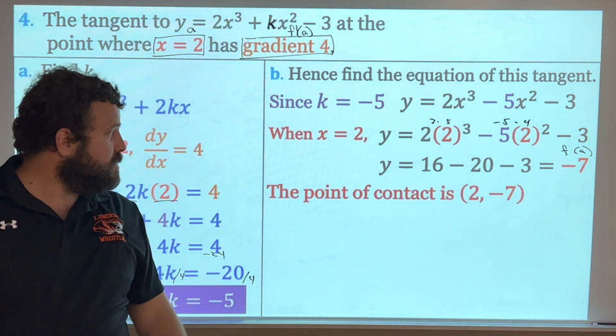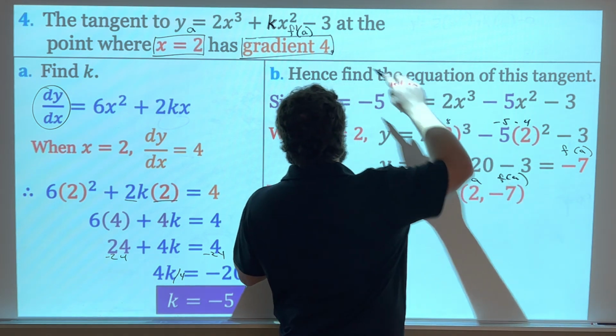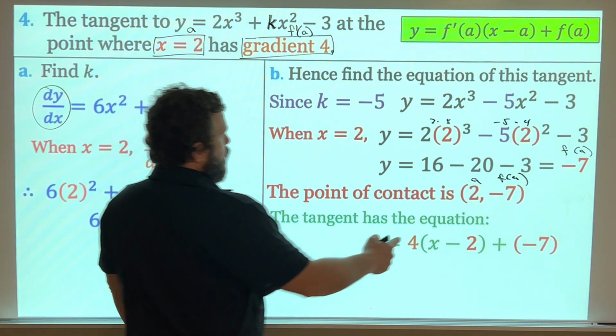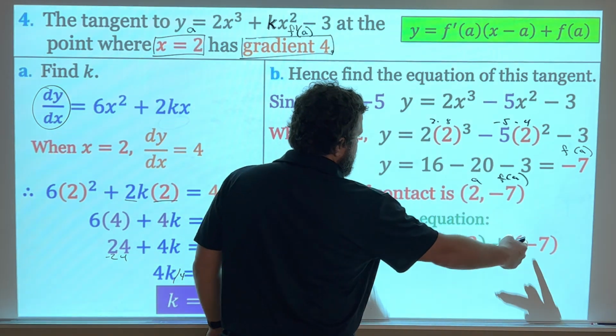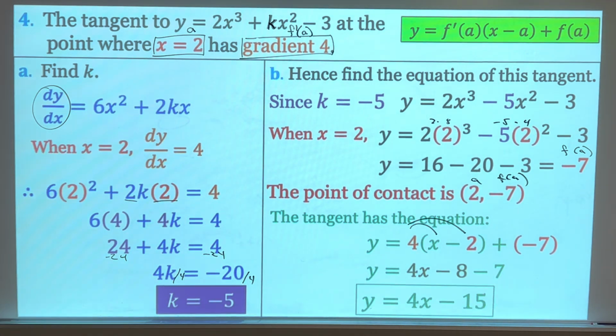And plug them into our equation. So our point right here is our a, f of a, f prime a. Plug them in and solve. So the tangent to the equation is what? 4 times x minus 2 plus negative 7. 4x minus 8 minus 7, 4x minus 15. Look at that highly difficult looking problem that you guys are just able to solve. And you did it fairly simply.